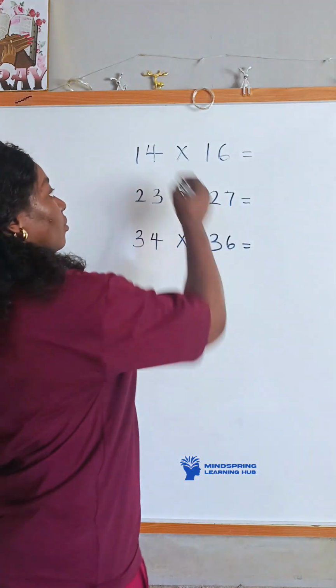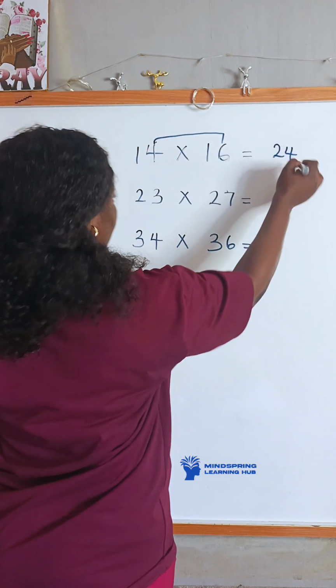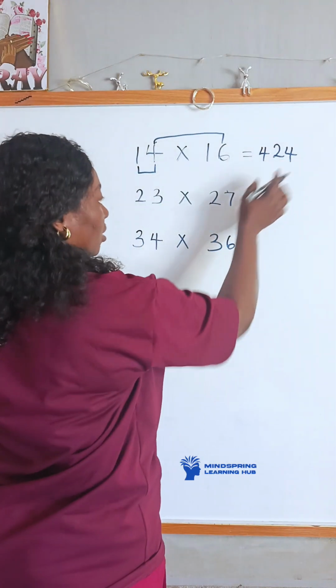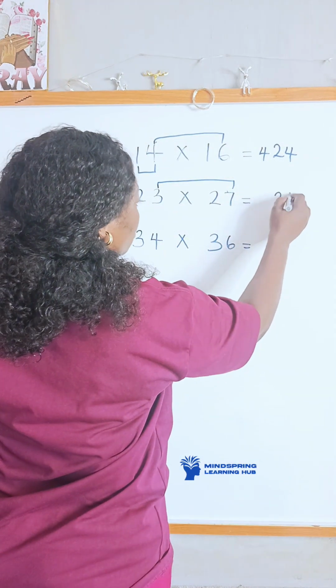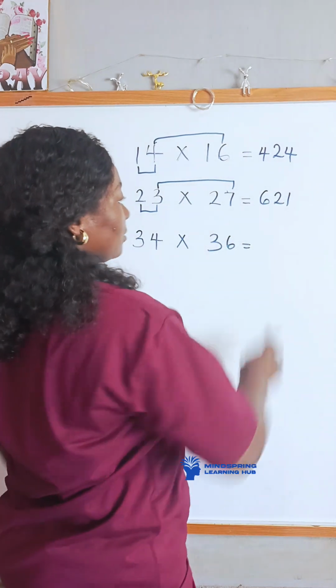Let's solve this. 4 times 6, you say 24. 4 times 1, that's 4. This is your answer. 3 times 7, that's 21. 2 times 3, that's 6. And this is your answer.